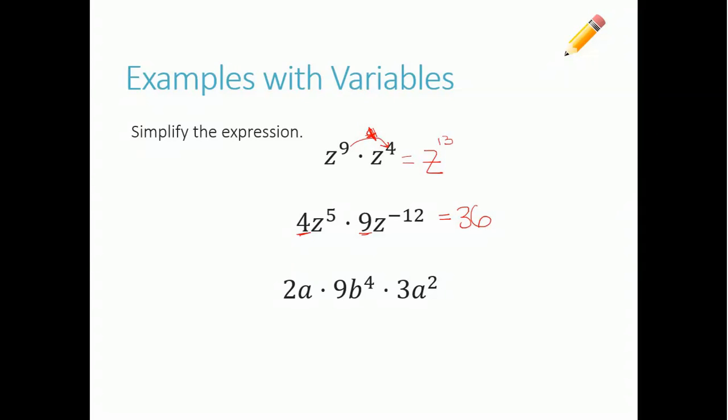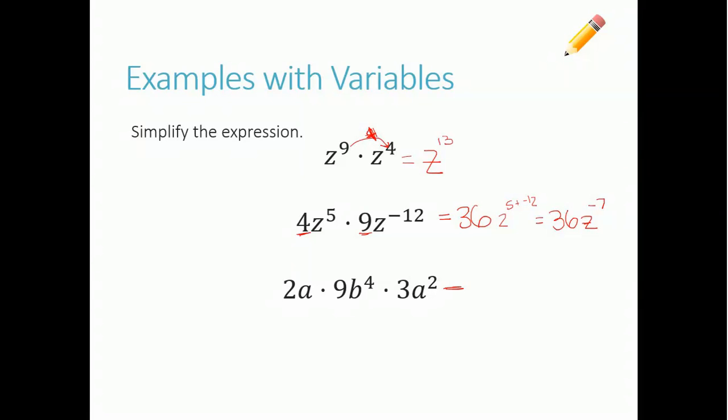Now I can add my z's together. So I have 5 z's, negative 12 z's, 5 plus a negative 12. So I got 36 z to the negative 7, right? 5 minus 12, that's negative 7.